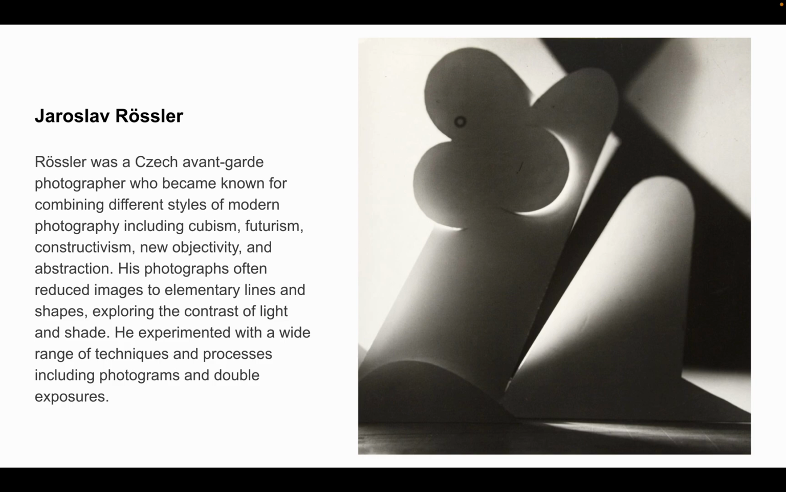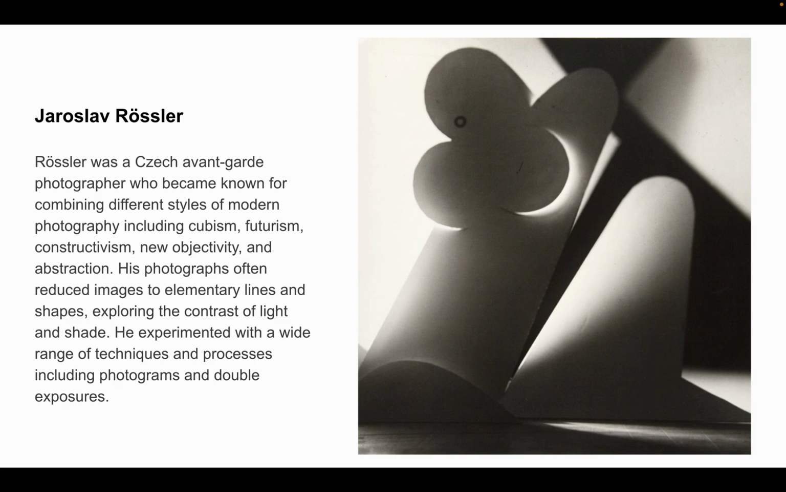Another artist that kind of fell into this realm was Jaroslav Rusler. He was a Czech avant garde photographer who really became known for combining different styles of modern photography and brought in cubism, futurism, constructivism, new objectivity, and abstraction. So these were all movements within the art world, not only in photography, but also in paintings, drawing, and sculpture.